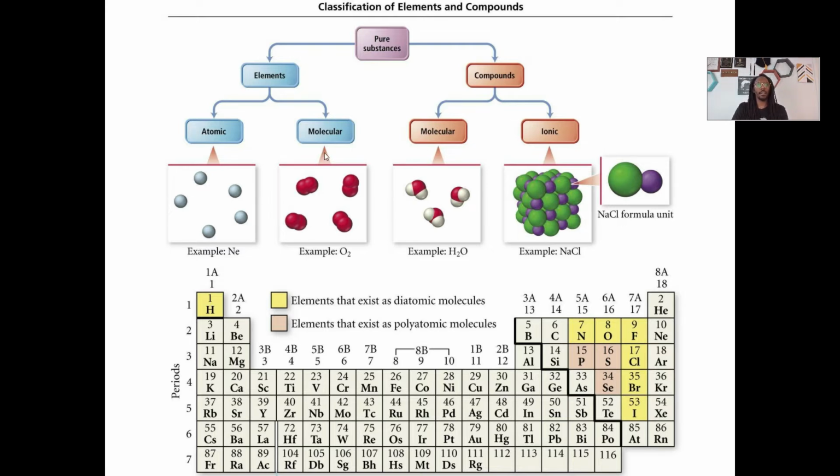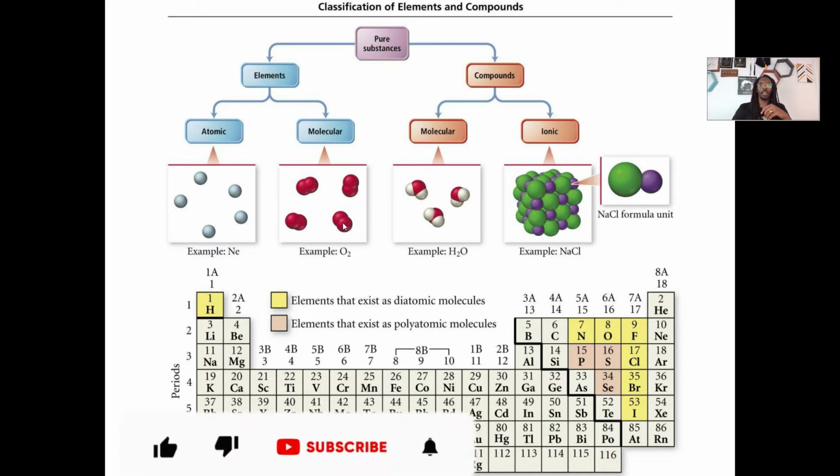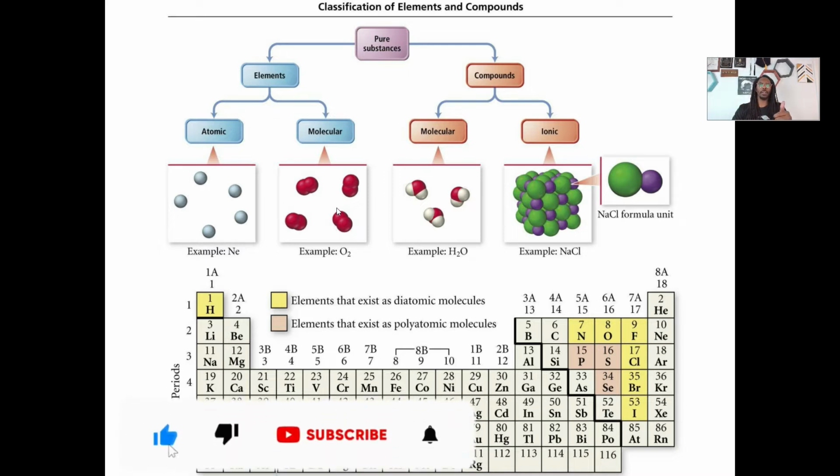Okay, now molecular elements exist. In this case, if we look at oxygen, oxygen exists as two atoms together, O2. You're not going to see just a single oxygen atom just floating around. They only exist as O2.